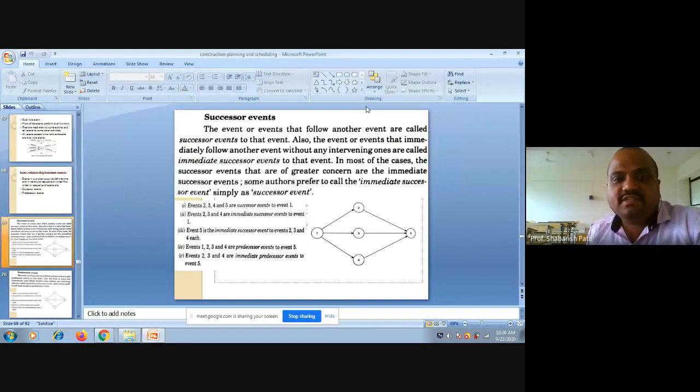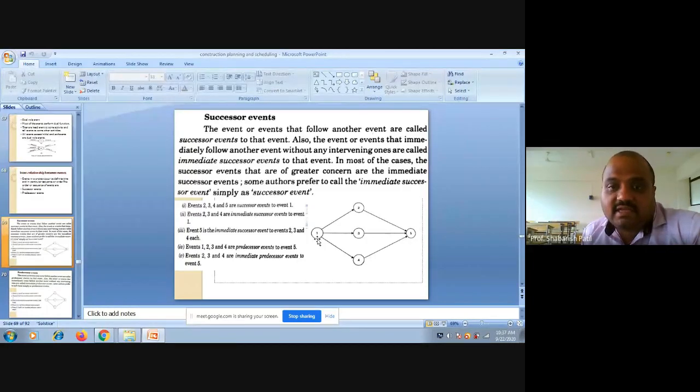So successor events: the event or events that follow another event are called successor events to that particular event. Now, if I take an example of event 1, my event 1 is the initial event because it is the starting of the project.